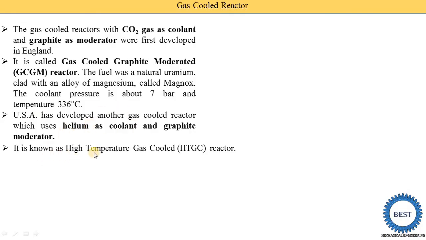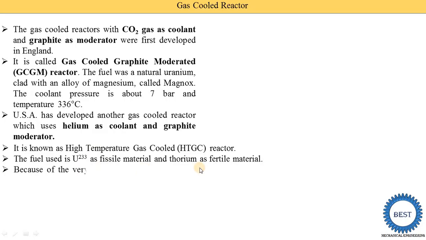It is known as the high temperature gas cooled reactor, in short written as HTGC. H means high, T means temperature, G means gas, and C means cooled. The fuel used is uranium-233 as a fissile material and thorium is used as a fertile material. So in an HTGC, we can use uranium-233 as a fissile material, or thorium as a fertile material.